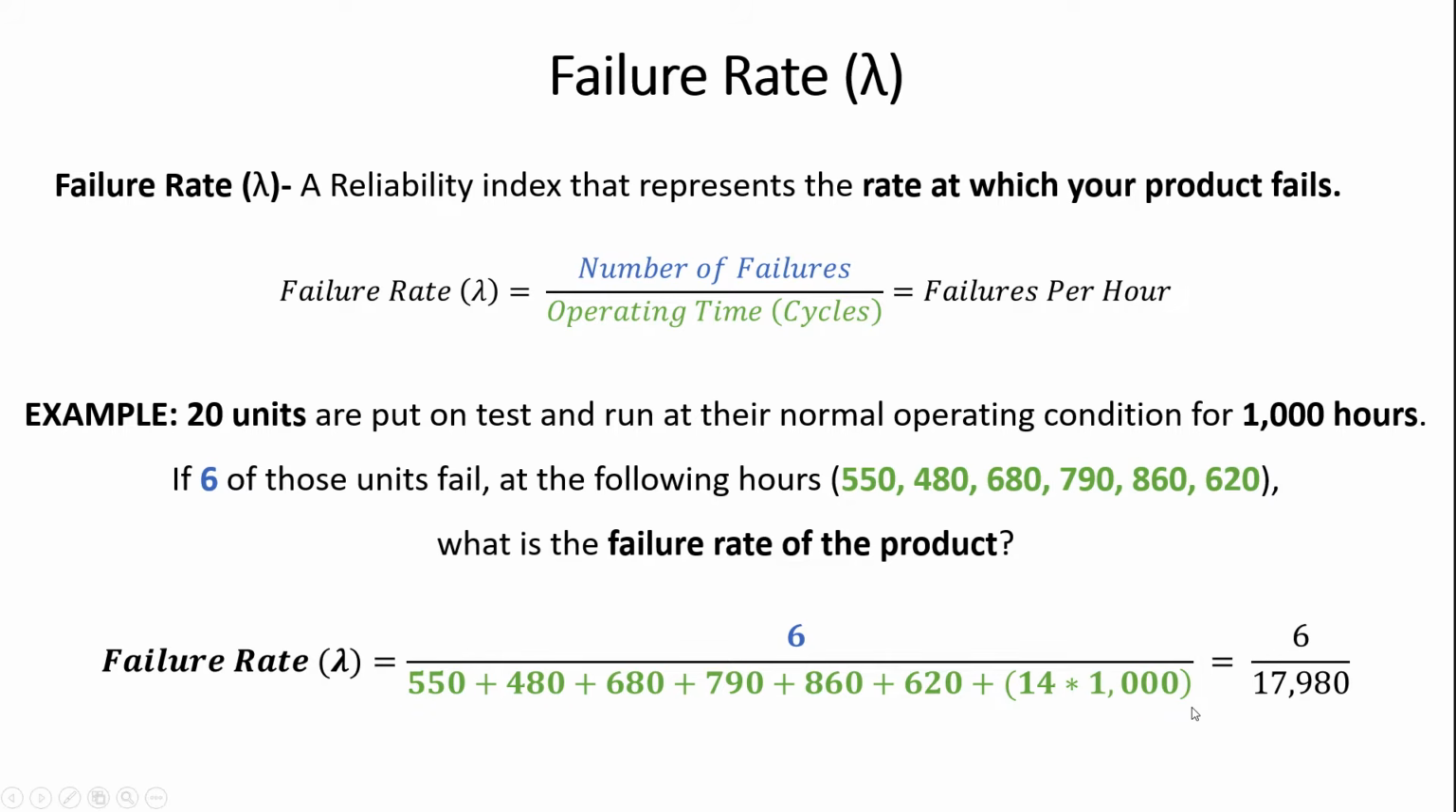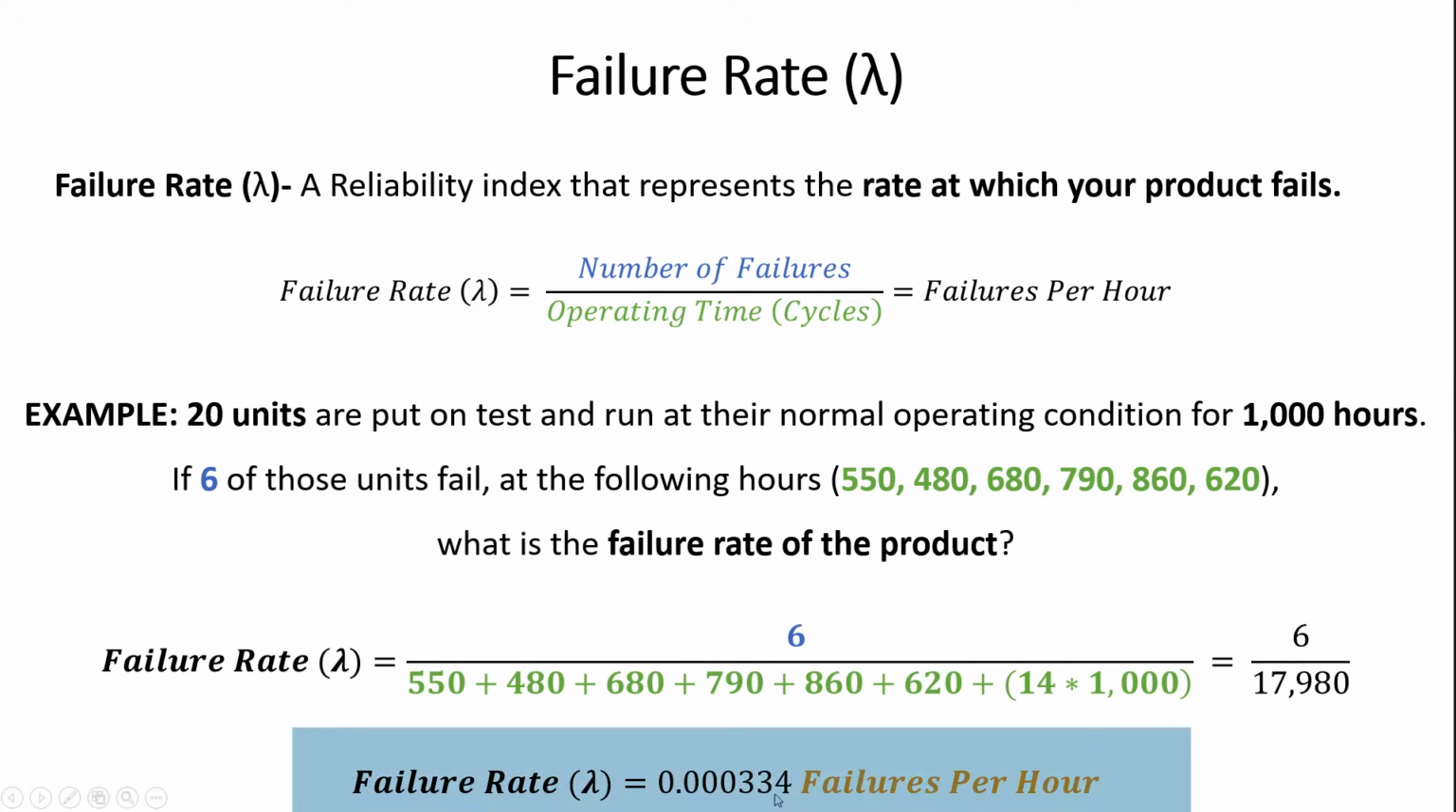Now, the other thing you have to consider, and this is the biggest mistake people make when they calculate the failure rate, is they don't account for the time associated with the products that didn't fail. So we had 14 units that made it the full 1,000 hours of testing. And we obviously need to account for that time in the denominator here to get an accurate prediction of our failure rate. And so we can take that 6 divided by the 17,980, and we can talk about our failure rate as 0.000334 failures per hour.